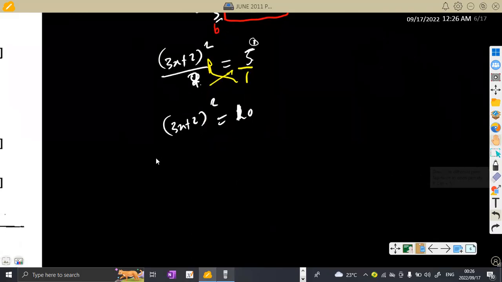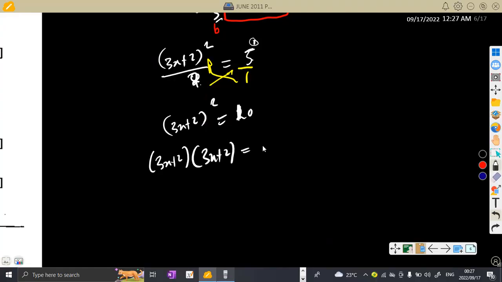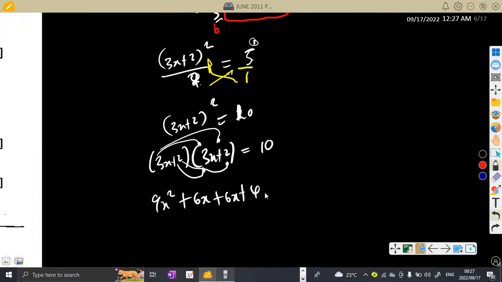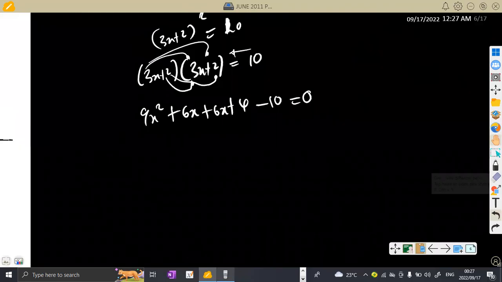So if we are to expand brackets here, remember how you expand your brackets. We are going to have 2 brackets of 3x plus 2 into 3x plus 2, which is equal to 10. So multiply here: 3x and 3x, that is 9x squared; 3x and 2, that is 6x; 2 and 3x, which is 6x; 2 by 2, which is 4. Then now we can transpose the negative 10 to the left hand side, which is going to be negative 10 is equal to 0. So from there, we can solve further, or simplify further.